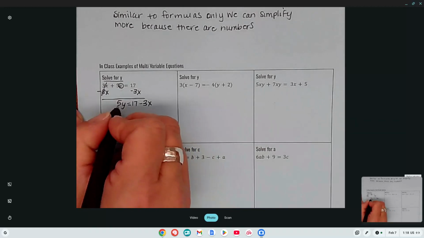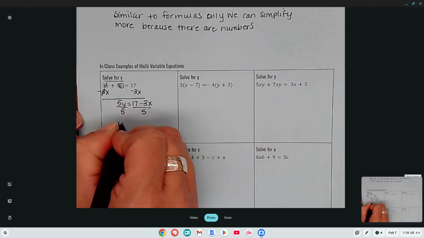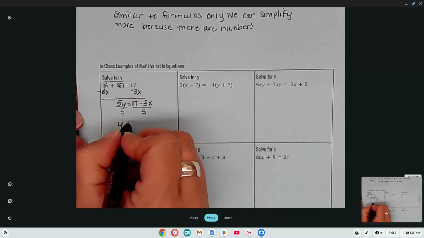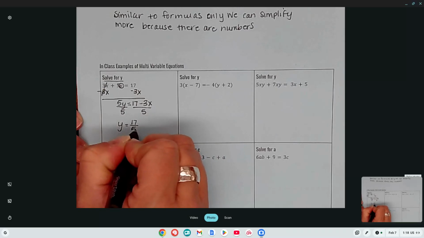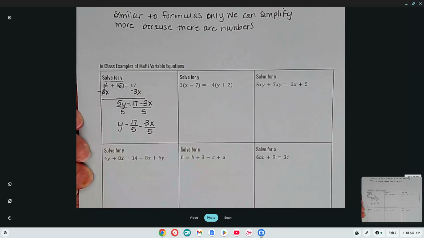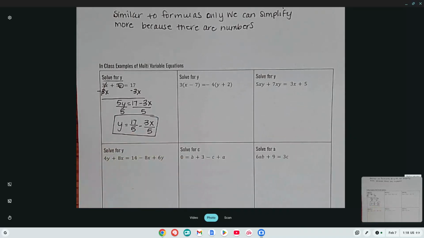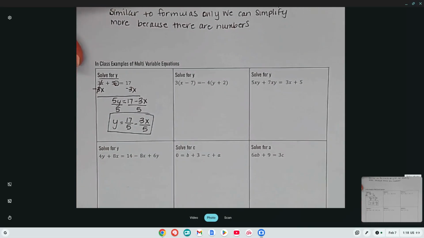All right? So then I'm going to divide. And what I'm going to do is, I'm actually going to write these separate. So it's like taking 17 divided by 5, and then 3x divided by 5. Okay, so then this is my final answer. So your answer will look like an equation, right? Like rather than just a plain old number. All right, let's look at this next one.